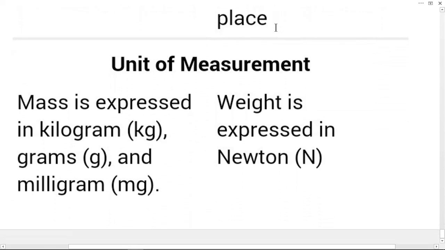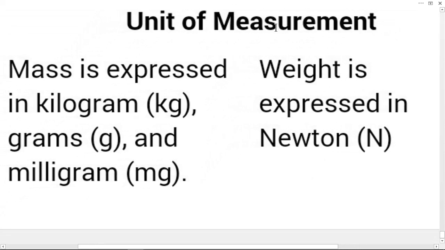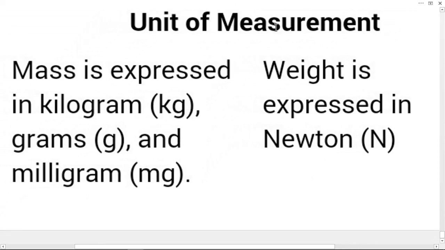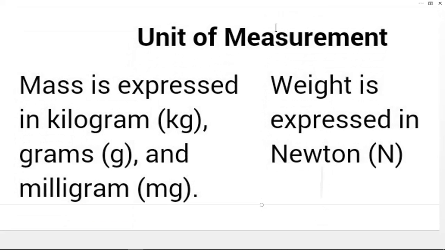Now if you talk about their units, the unit of mass is gram, kilogram, milligram. The SI unit is the kilogram, which is here, but sometimes the mass is given in grams, and sometimes it can be given in milligrams. But the unit of weight is the Newton. So this is the main difference between these two, mass and weight.